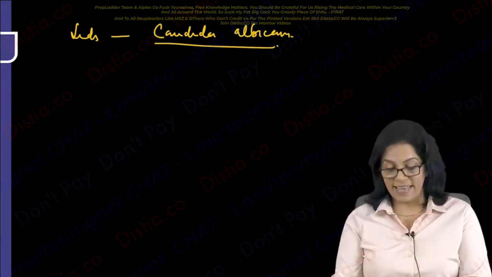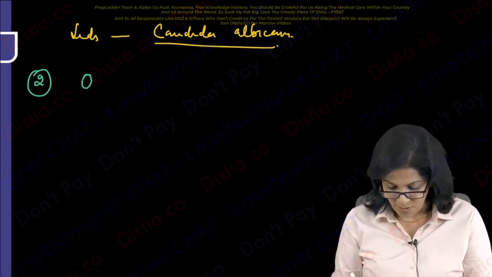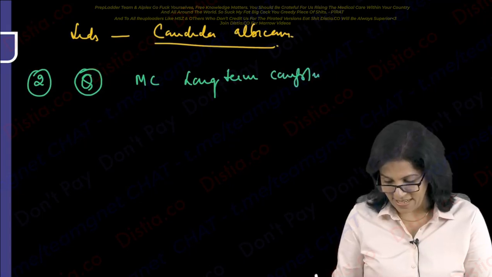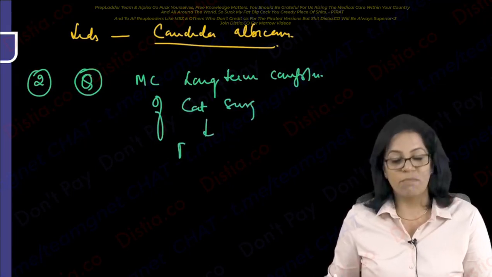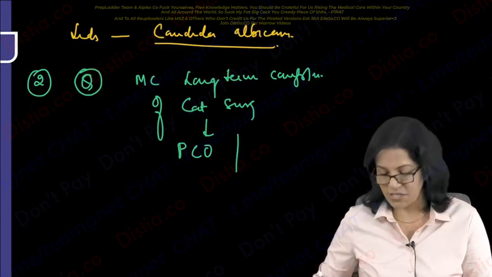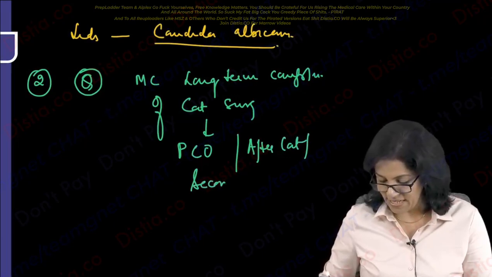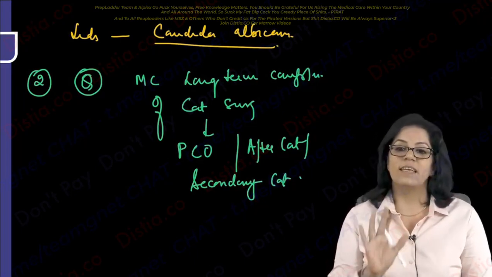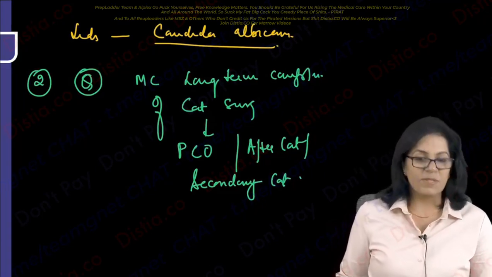Okay, now next, the complication you have to learn is a very, very important question, and it is the most common long-term complication of cataract surgery. What should you answer? Your answer will be posterior capsular opacification. We also call it after cataract, or we also call it secondary cataract. So there are three names for this condition. Now this needs a little detail. It's an important topic, very simple topic though.